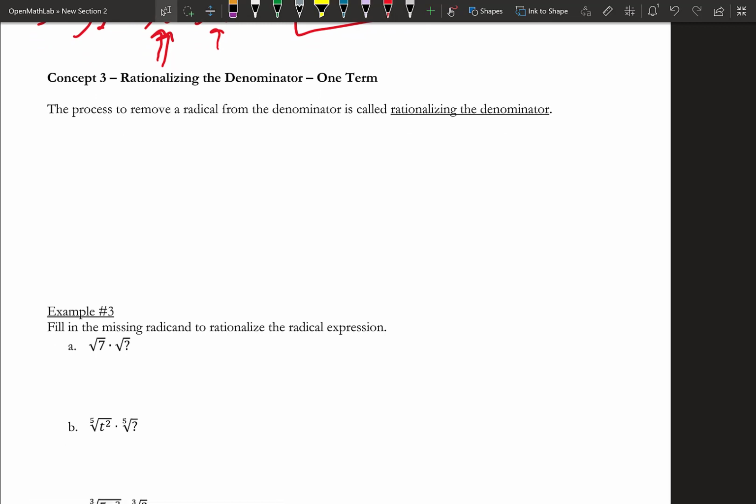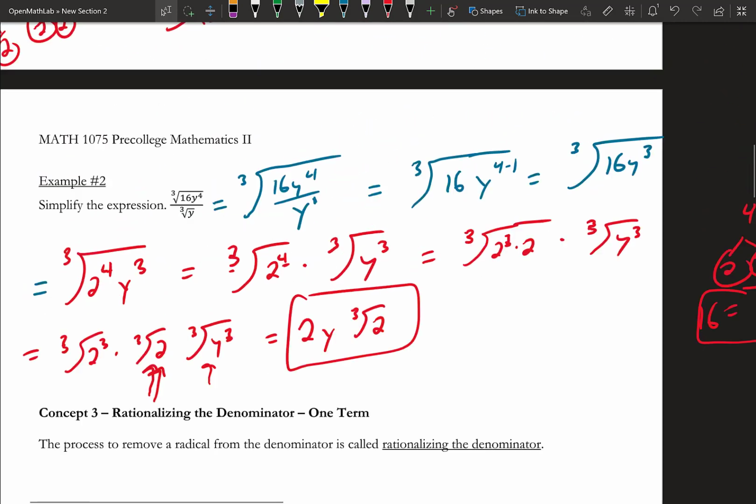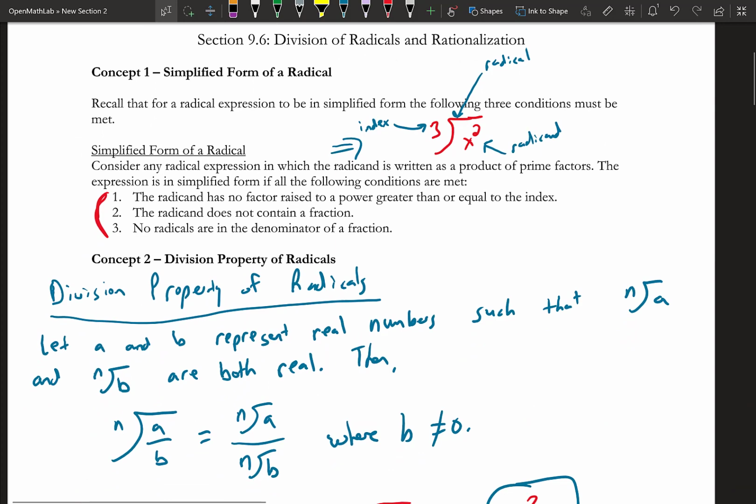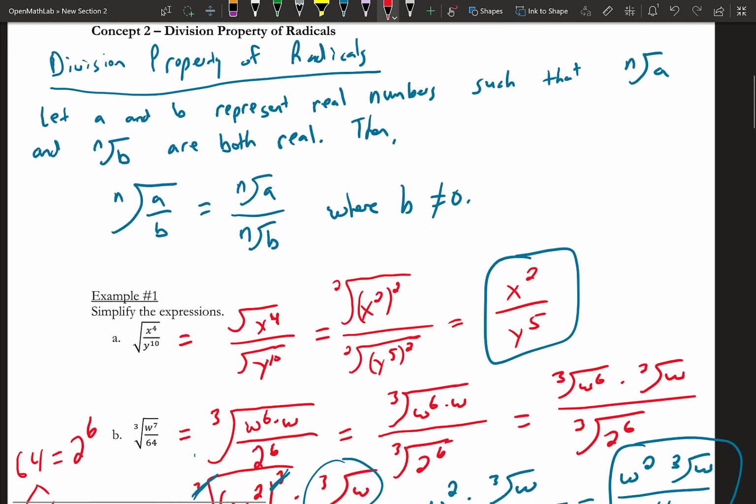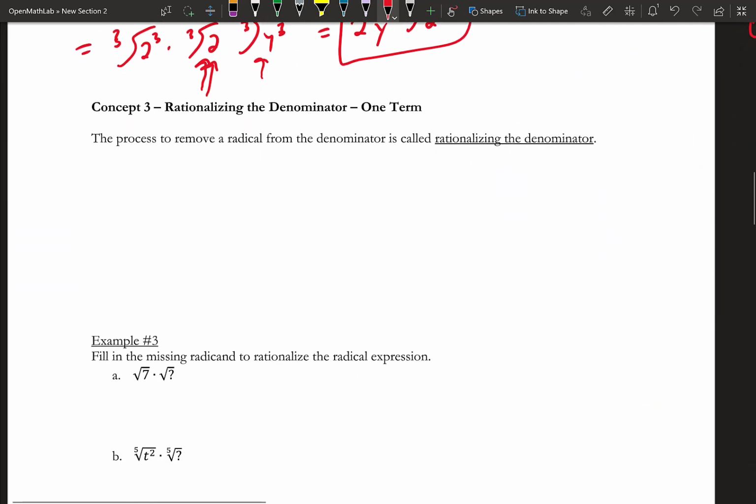So then concept 3 and 4, we're going to look at what's called rationalizing the denominator, right? So remember, if we go back up here, number 3, no radicals can be in the denominator of a fraction in order for it to be simplified, right? So rationalizing the denominator is a way for us to remove this. The process to remove a radical from the denominator is called rationalizing the denominator, right? And in concept 3, we're going to focus on having just one term in the denominator.